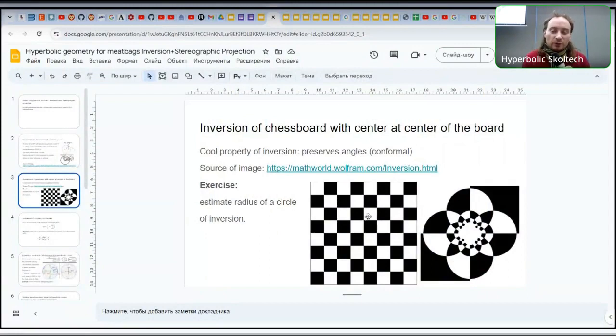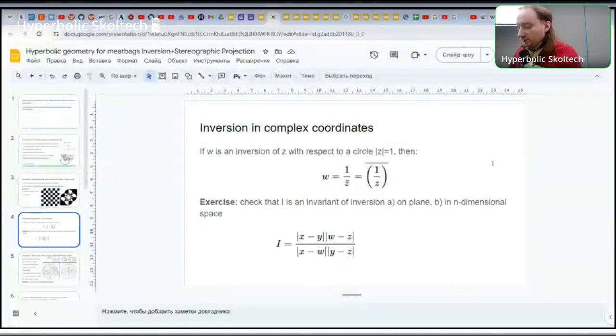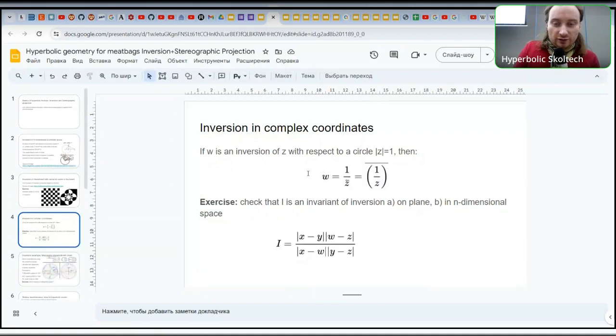So the product is 4 squares of the cell side, and you take the square root and you get 2 sides of a cell. So what's happening in the plane? We can think about our usual Euclidean plane as a set of complex numbers. Then the formula for inversion is like this. So W is an inversion of Z, and Z is an inversion of W.